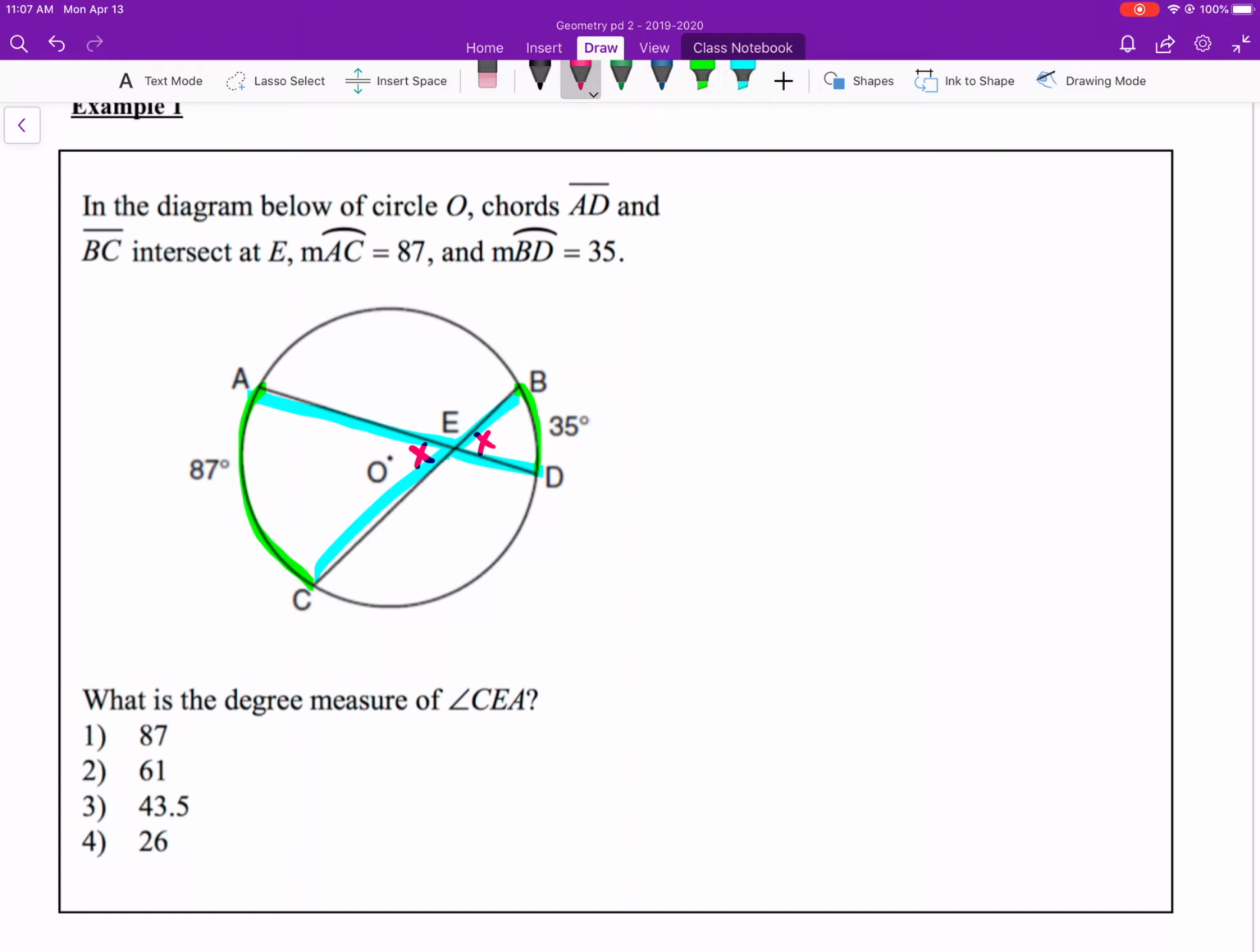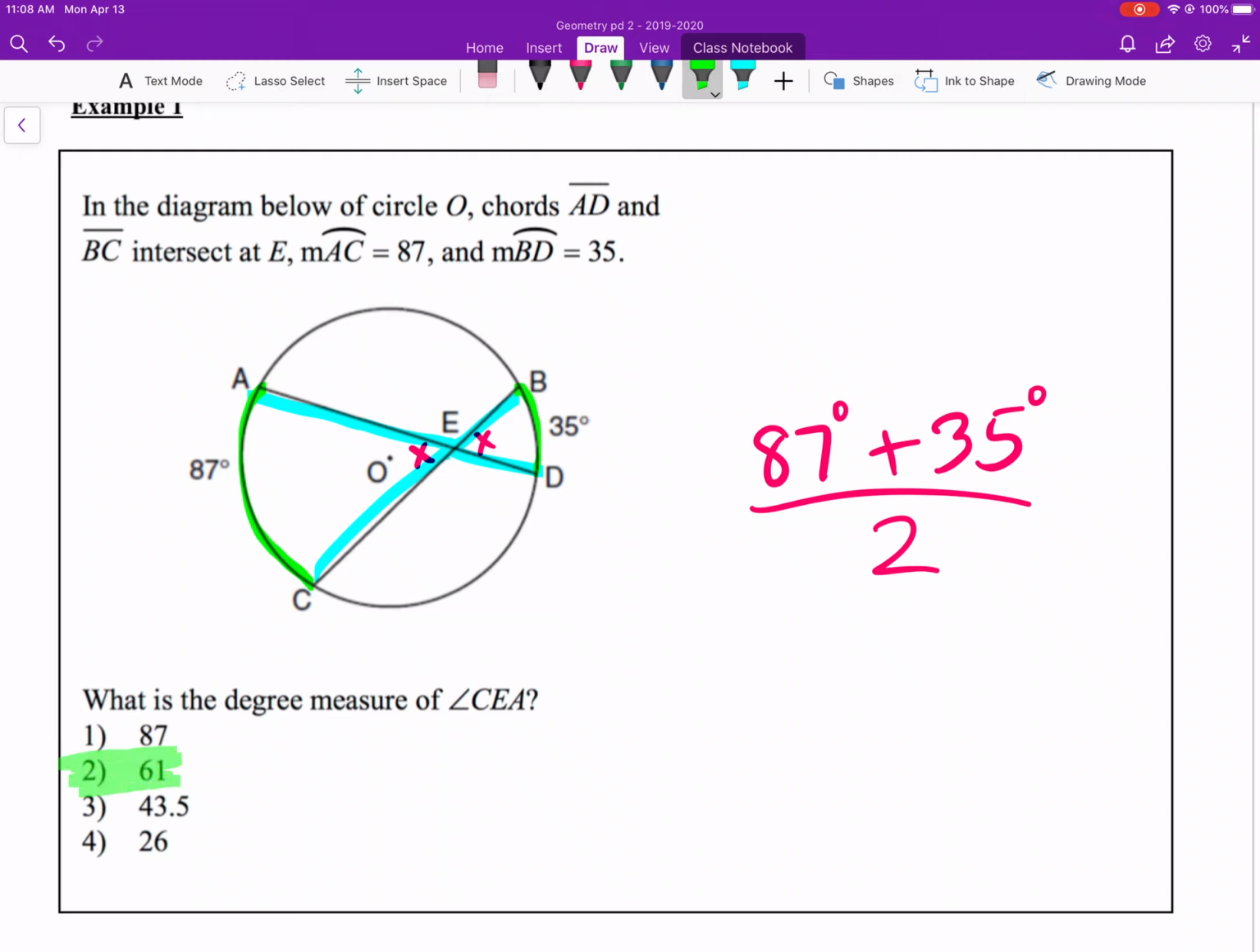So your rule for that, to find the angle formed by those chords intersecting, you take the 2 arcs and you add them together. All right, and then you divide by 2. All right, so 87 and 35 makes 122. Divide that by 2, and you get 61 degrees.